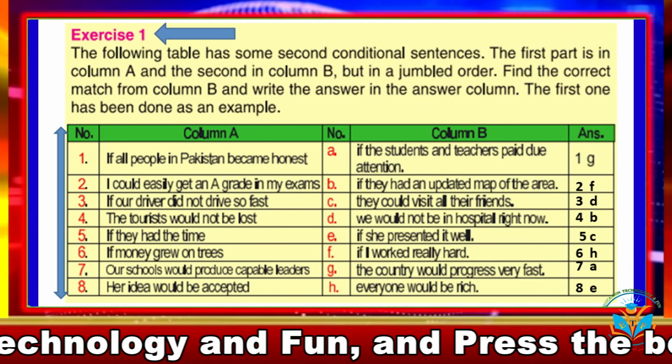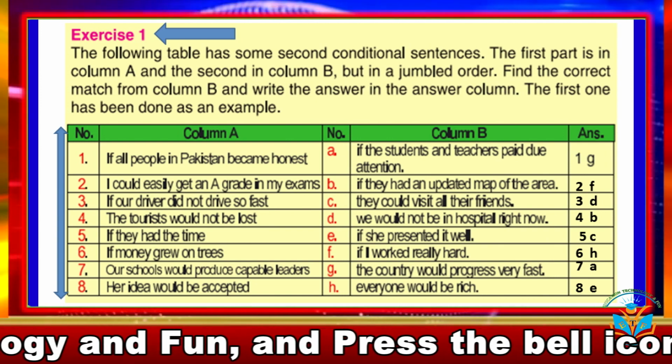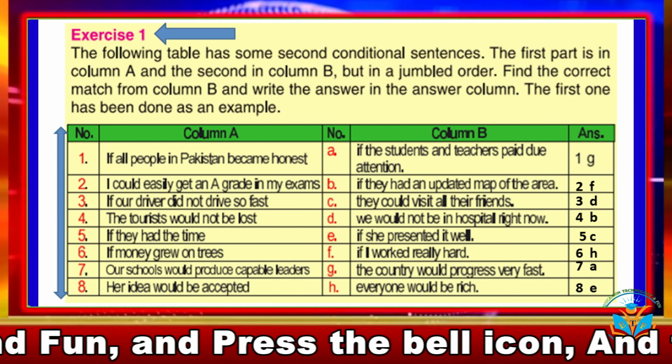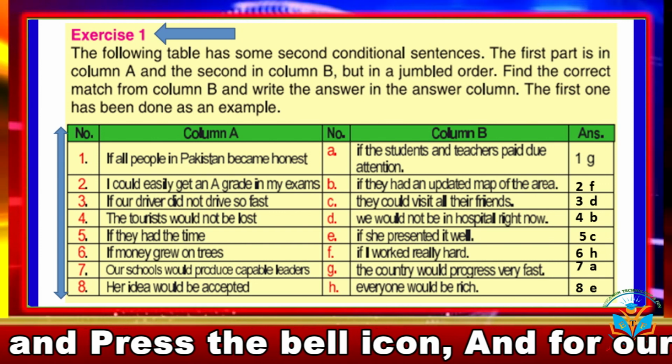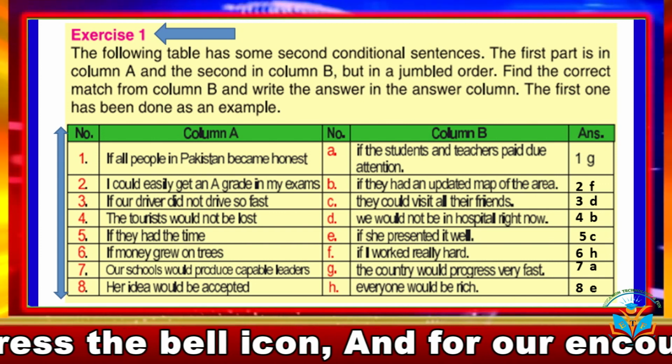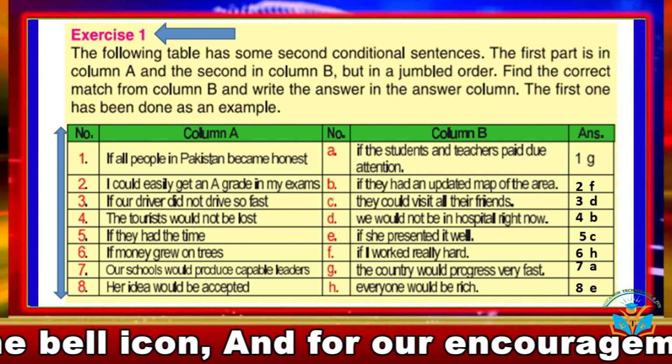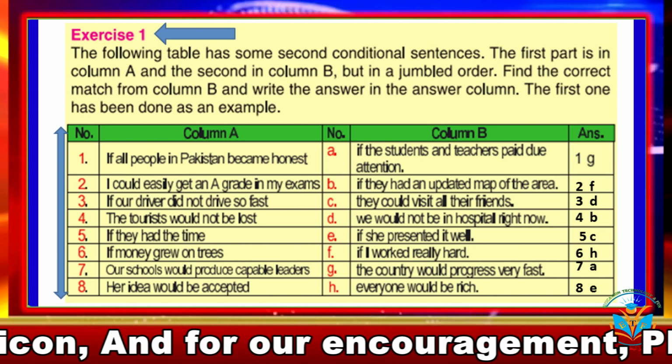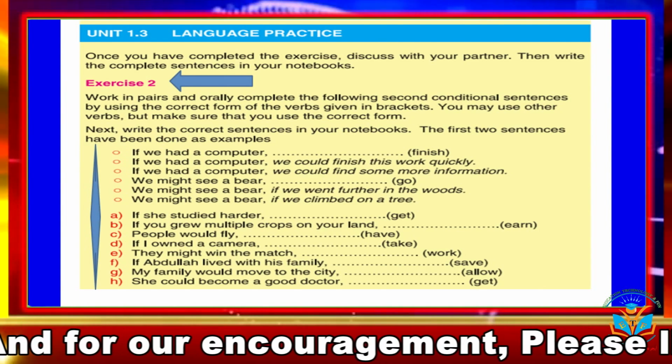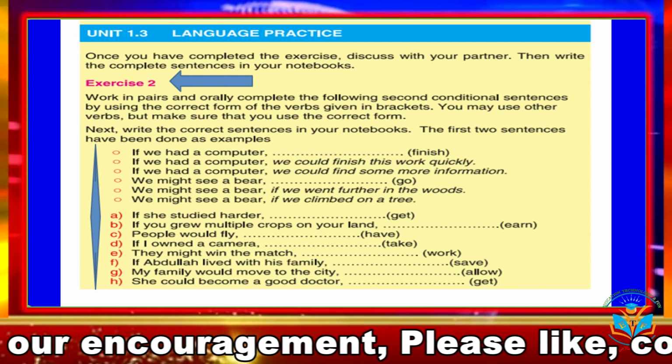Exercise 1. This exercise of matching the relationship of sentences in both the columns A and B is done for you. And these sentences are given as examples of second conditional sentences. Try to read and understand. Following are some examples of second conditional sentences.